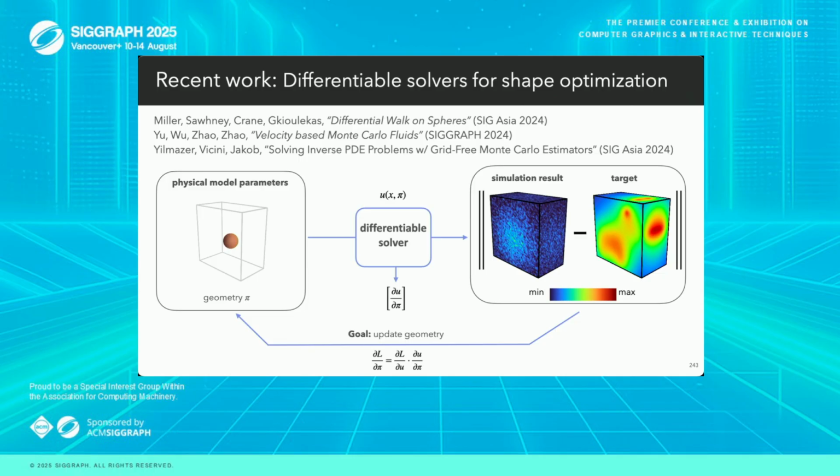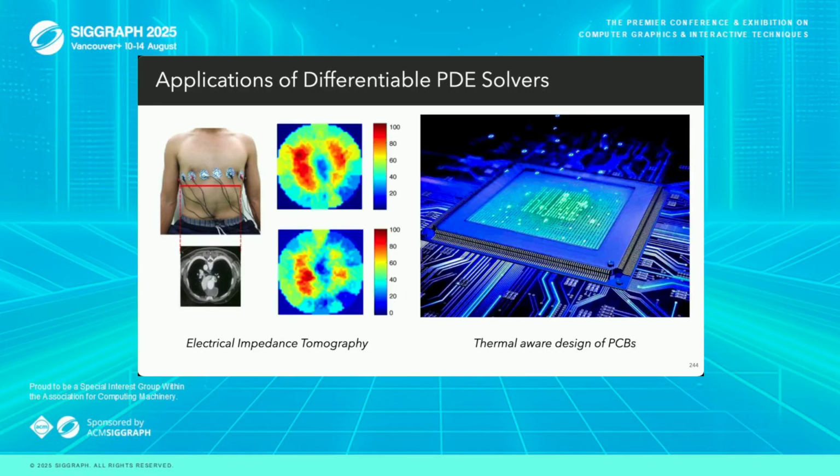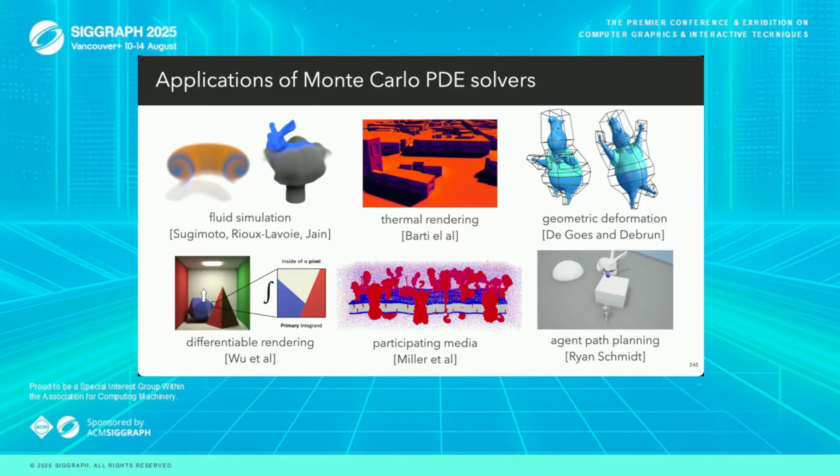Finally, as Shuang discussed in his presentation, researchers are now developing differentiable solvers for PDE-constrained shape optimization, where the goal is to recover the shape of an object given measurements like temperature or electric potential. I believe these types of solvers can eventually open the door to many real-world applications, such as electrical impedance tomography and the thermal-aware design of circuit boards.